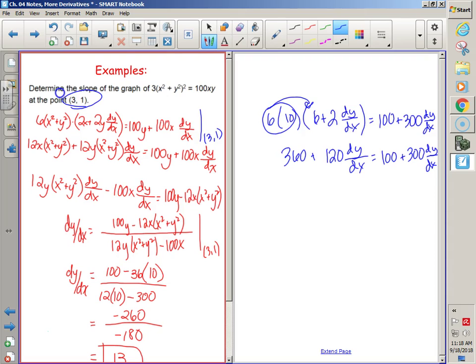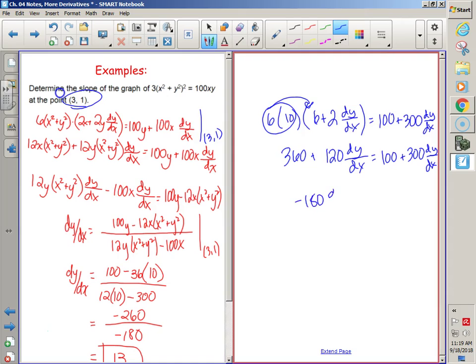Sometimes you can change this drastically to look different based on the original clue, but I don't see the original clue matching up anywhere. There's no x squared plus y squared squared. So there's no easy way to do any crazy substitution to make it look different. And we'd end up with subtracting 300, negative 180. dy dx equals negative 260. dy dx is equal to 13 over 9.